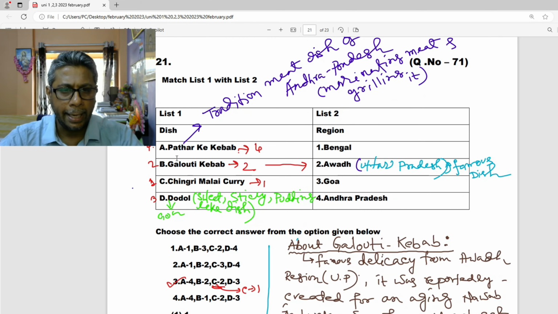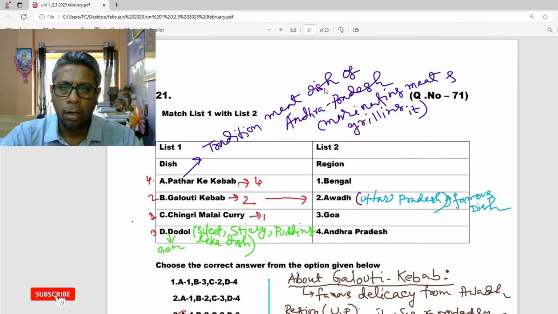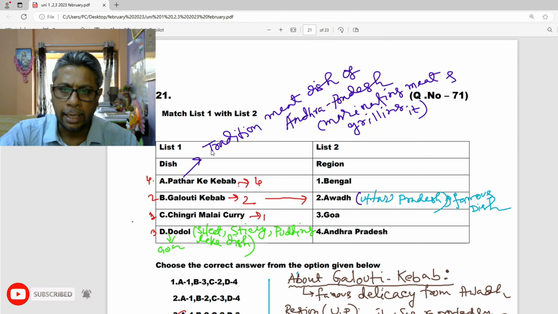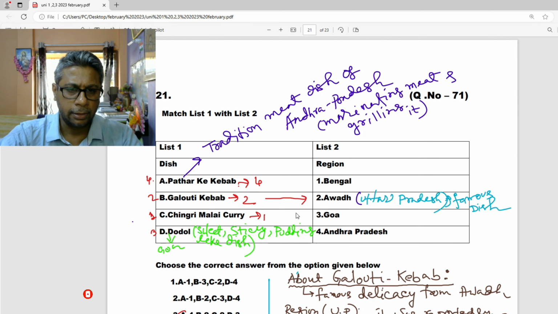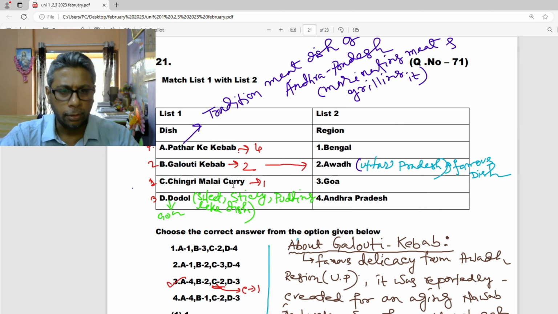Number one, A. Patthar ke kebab. This is the famous kebab of Andhra Pradesh. The traditional meat dish of Andhra Pradesh is made by marinating meat and grilling it. Patthar ke kebab. Next, number two, Galauti kebab.